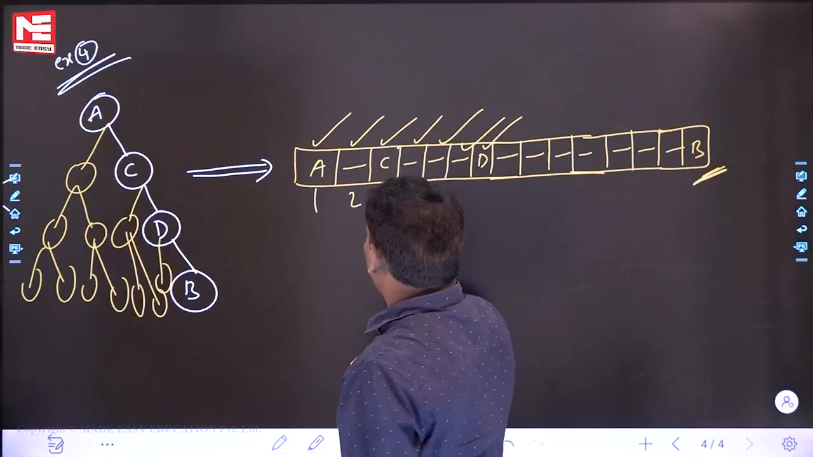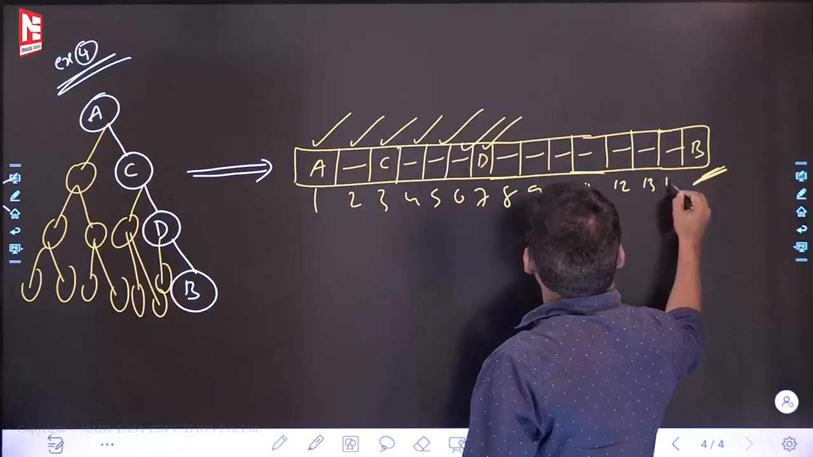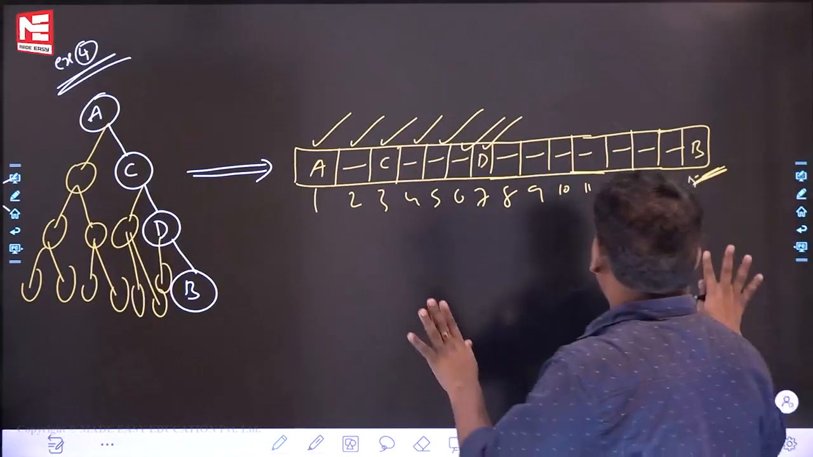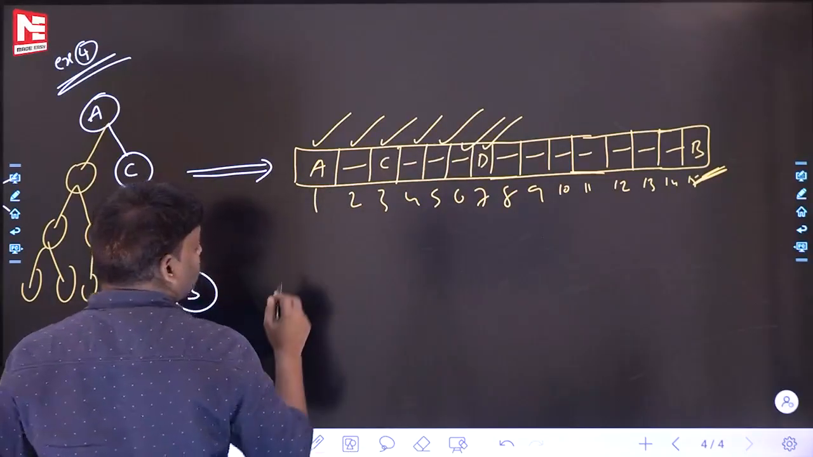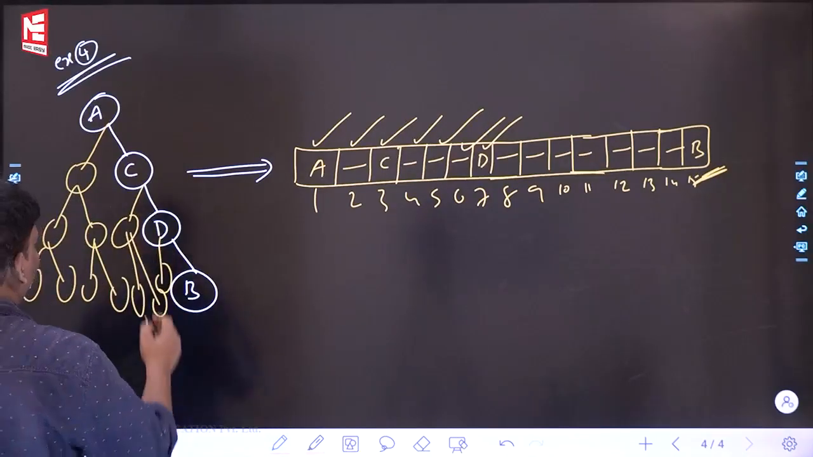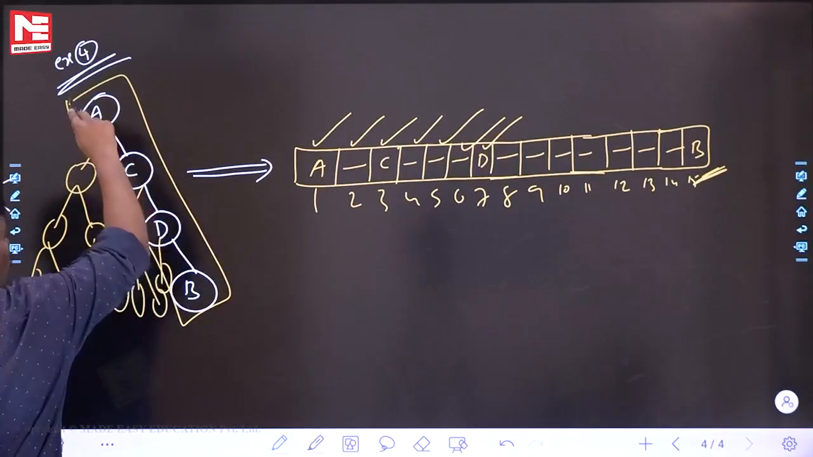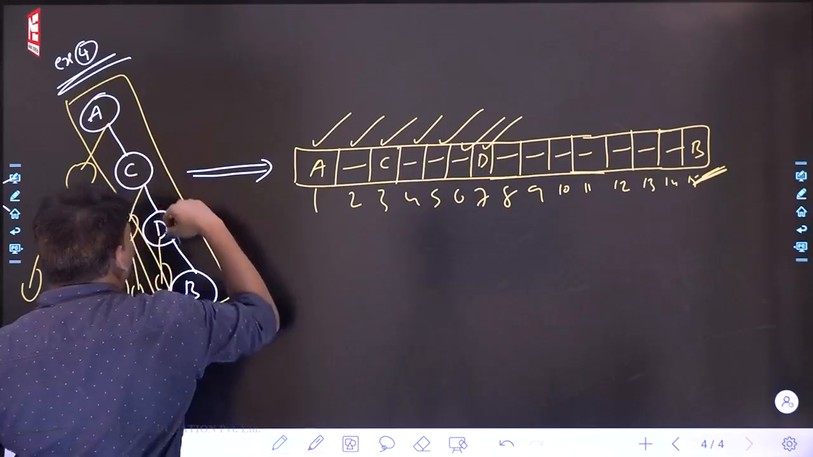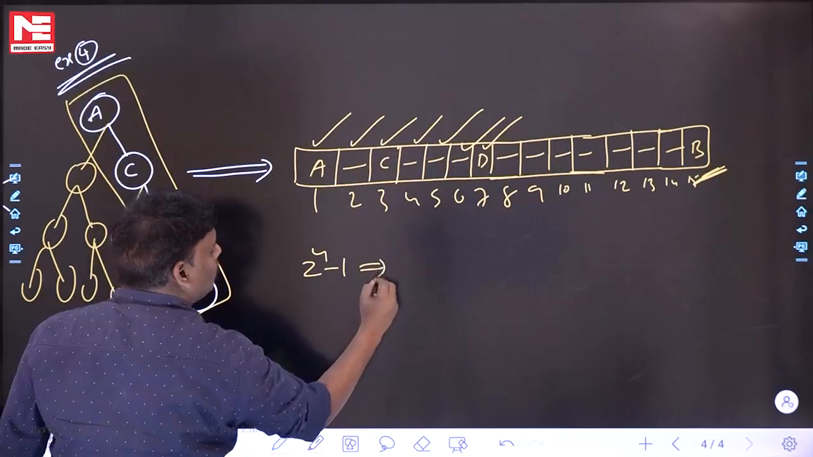So see this one. 1, 2, 3, 4, 5, 6, 7, 8, 9, 10, 11, 12, 13, 14, 15. I am thinking you are comfortable. How many slots in total? 1 to 15, so 15 slots. One more thing I want to ask: in this binary tree, how many levels are there? Only 4 nodes, but 4 levels. In every level there is only 1, on the rightmost path. Total slots required is 2 power 4 minus 1, so 15 slots required.